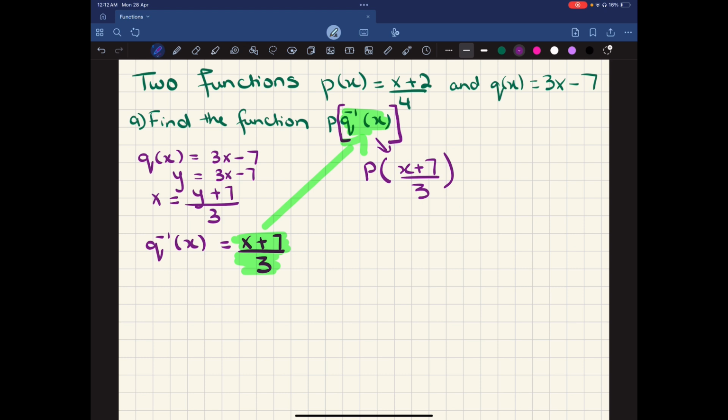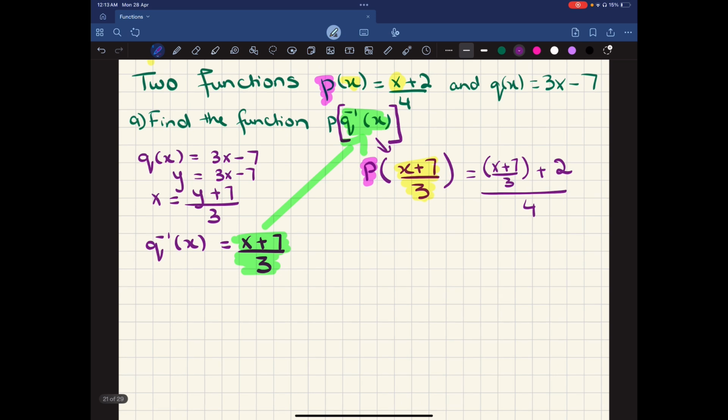What are we going to do now? Where is function p? This is function p, okay? And we're going to replace x with whatever is in the bracket here. So wherever there's x in the function, we are going to replace it with x plus 7 over 3. So what do we have? x plus 7 over 3 plus 2 divided by 4.